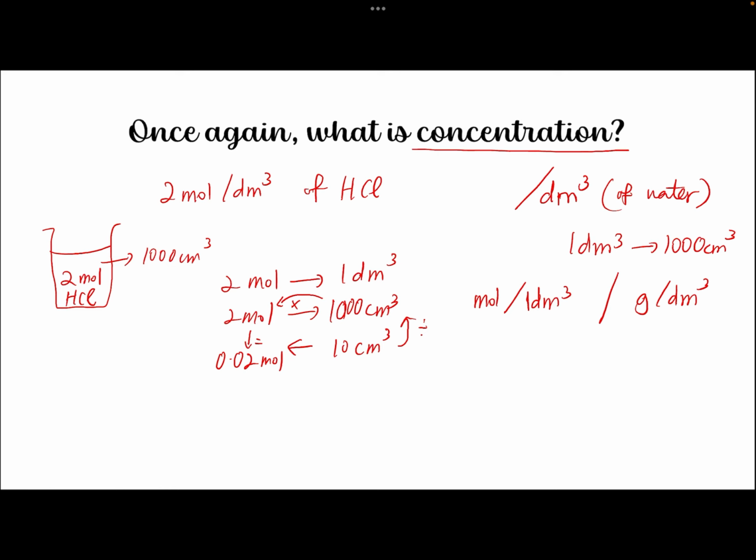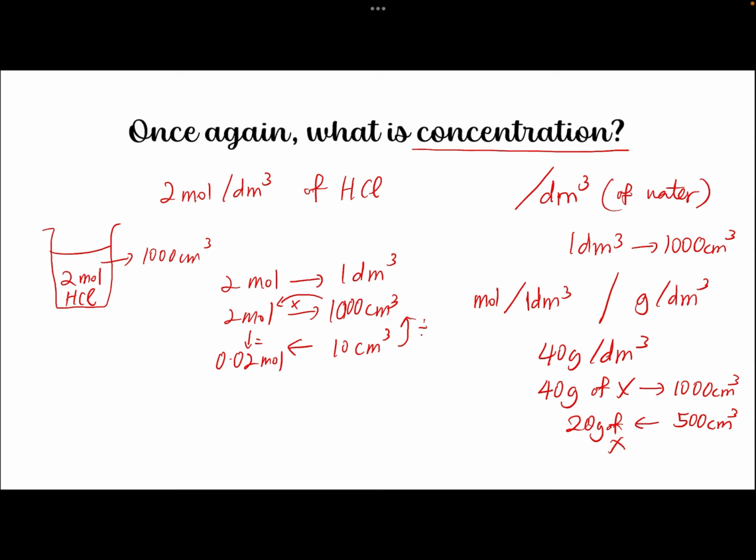Right, so this is what it means. So let's say if I have 40 grams per dm cube, that means I have 40 grams of, let's say, X dissolved in 1000 cm cube. Let's say I am only using 500 cm cube. So in that 500 cm cube, how many grams of X is that? It's just 20 grams of X.